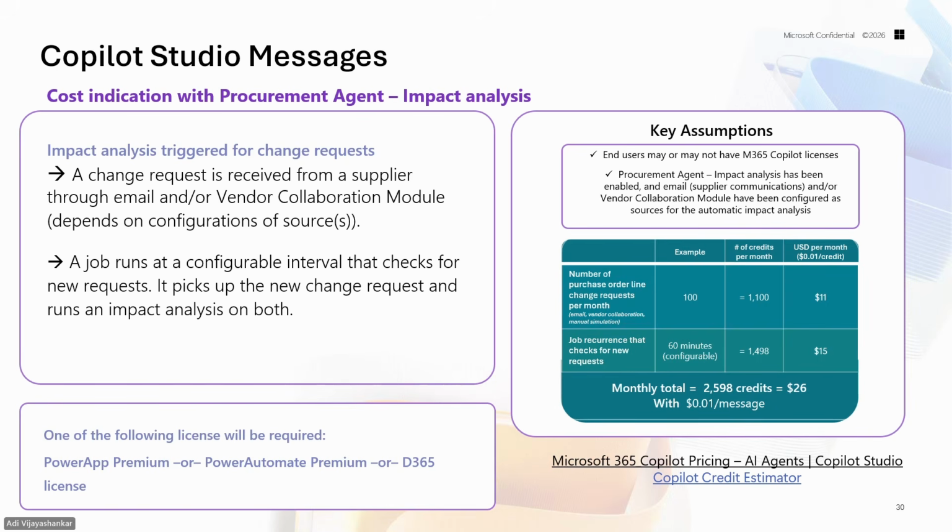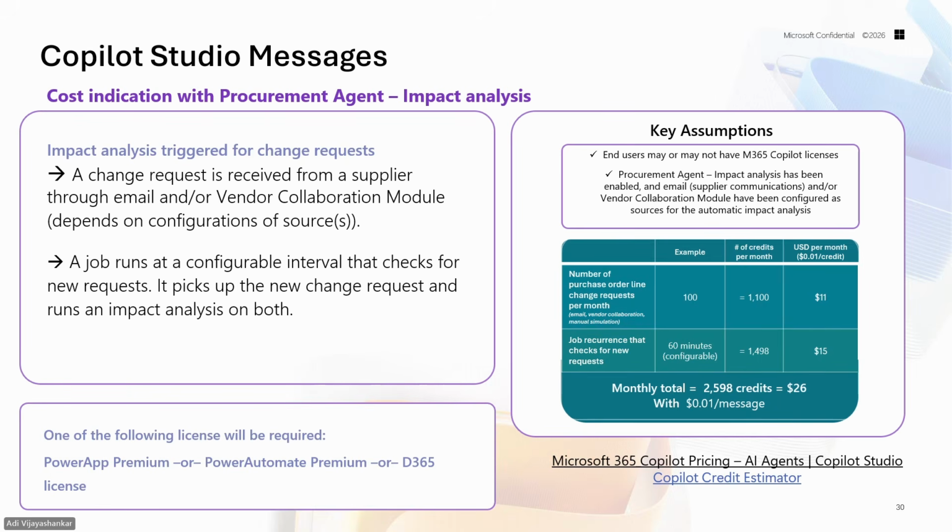In this example, I've assumed 100 purchase order line change requests received through a month through these sources, as well as manual simulations. The second element making up the credit consumption is the recurrence of the job that Ahmed mentioned, which checks for new change requests. The interval at which this job runs is also configurable. The smaller the interval, the sooner you'll be able to see the impact analysis results on incoming change requests.